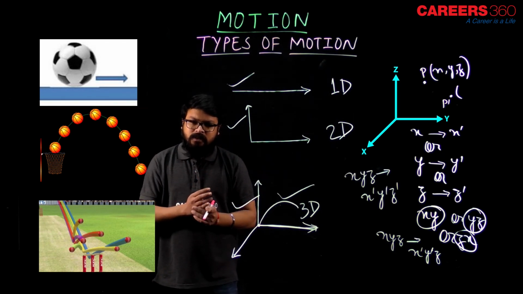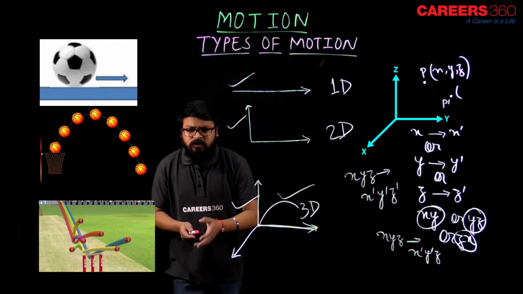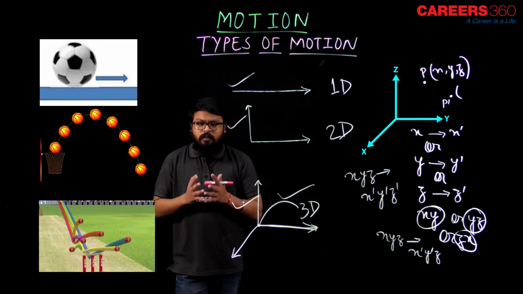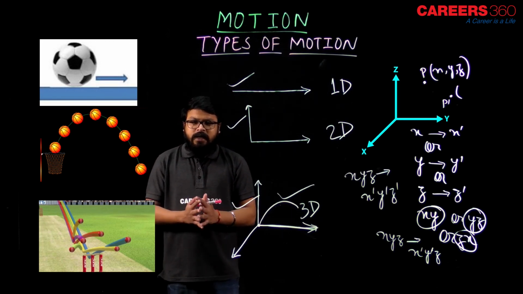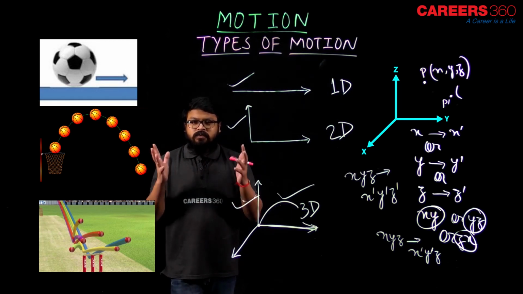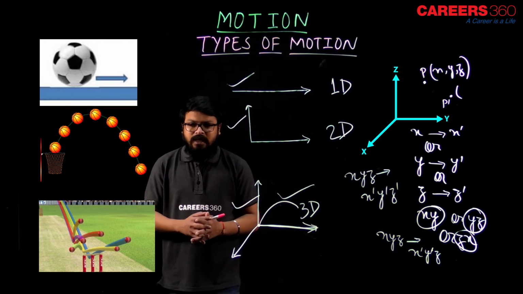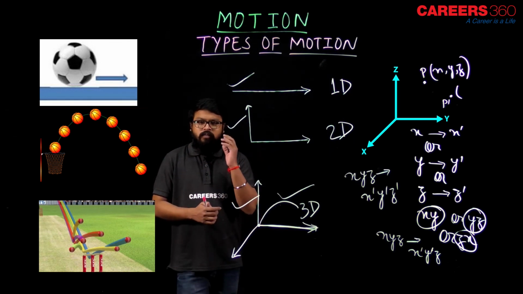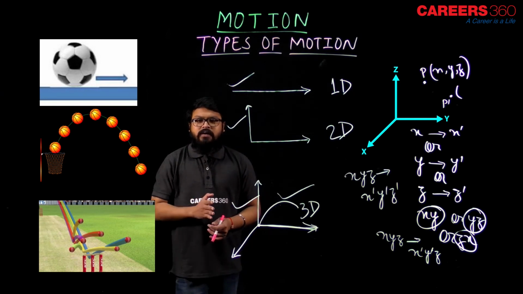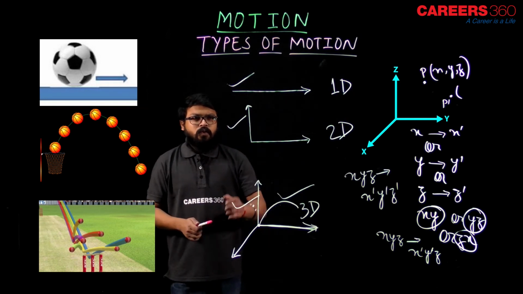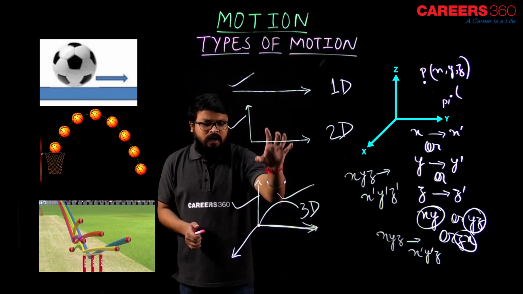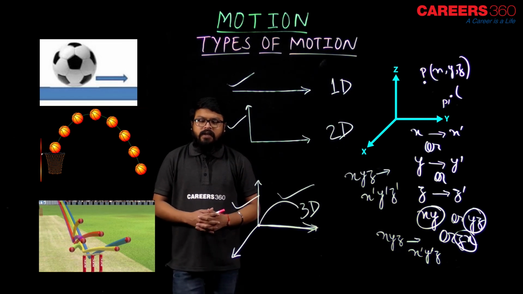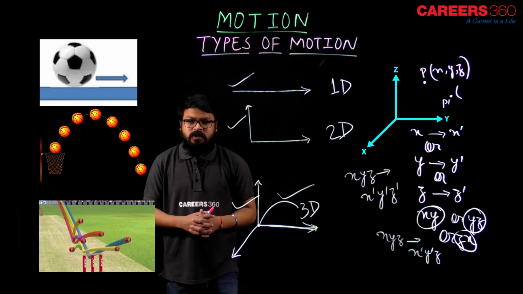And in case of three-dimensional motion, the body when it is in motion, its position changes in three directions. In that case you can say the body is in motion in three dimensions or space. So linear, plane and voluminous or space. I hope you got that, right? So that was all about types of motion. Thank you.